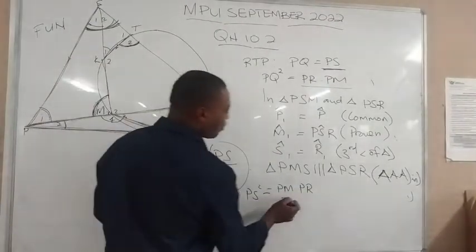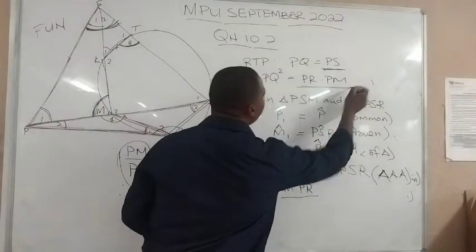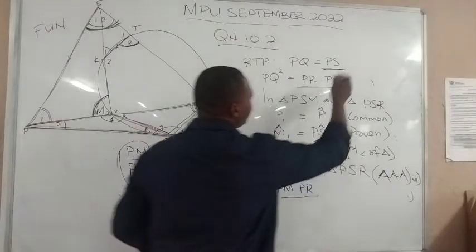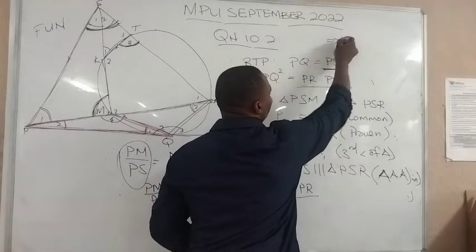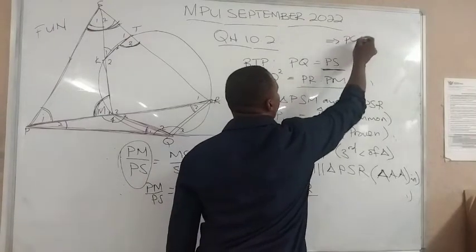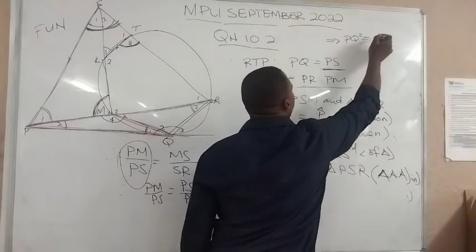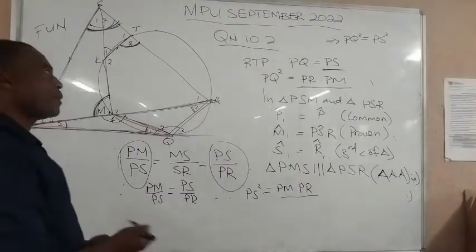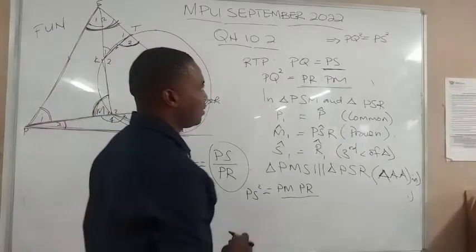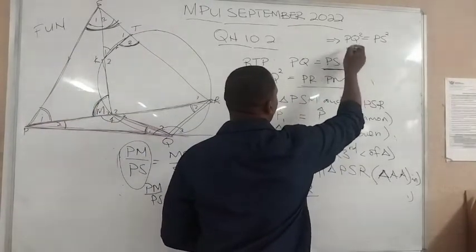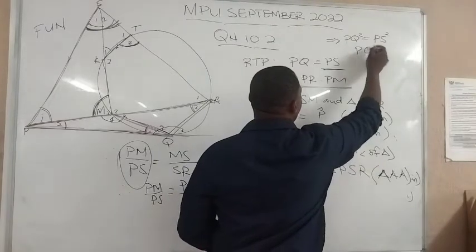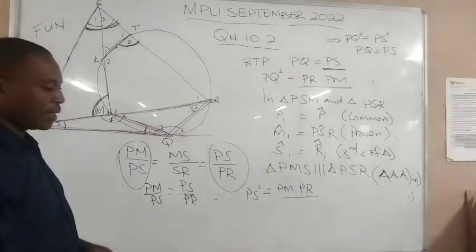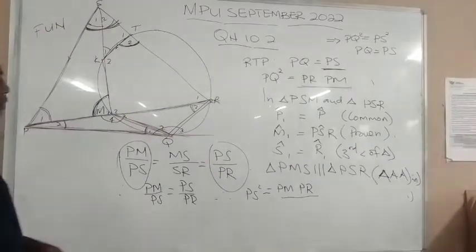So that means what we are having on the left hand side is the same. So this implies that PQ squared is equal to PS squared. Now if the square of PQ is equal to the square of PS, it automatically implies that PQ is equal to PS. So that is how you were supposed to work on this question.